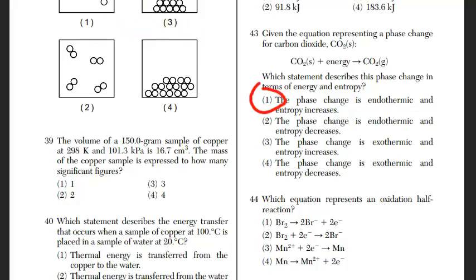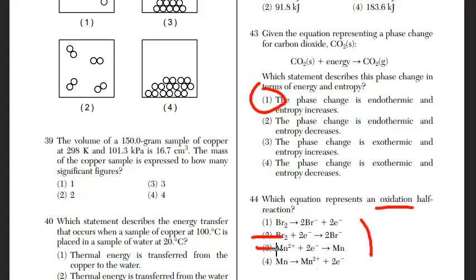Moving on to question 44, which equation represents an oxidation half reaction? Now we're in electrochemistry. Oxidation means losing electrons. You have a substance losing electrons. You might have heard your teacher say LEO goes GER, I'm sure. Loss of electrons is oxidation. All right. If I'm losing electrons, electrons need to be showing up on the right-hand side here.